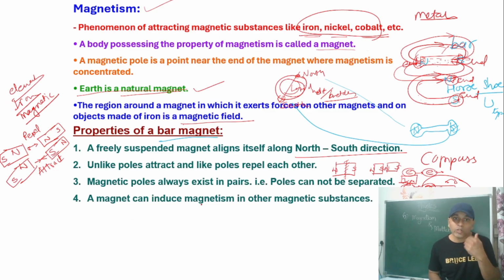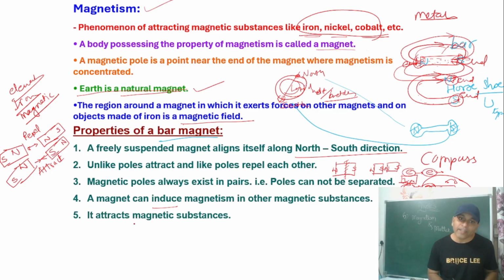So a magnet can induce magnetism in other substances. Induce means you are giving your property to another thing. The magnet is inducing its own property of magnetism into other magnetic substances. The fifth is that it attracts magnetic substances. Yes, the first property, the phenomenon of attracting magnetic substances. That's one in the fifth.